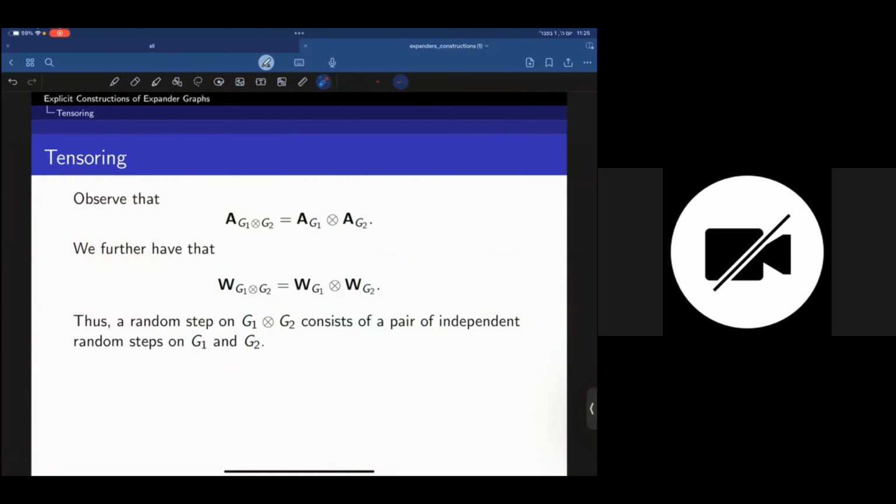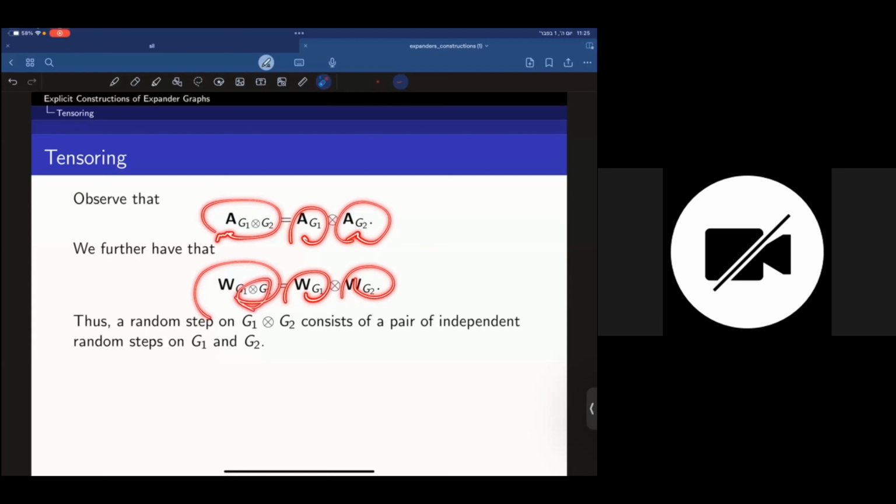So here's some observations, which is why we define it like that. The adjacency matrix of the tensor graph is the tensor of the adjacency matrices, because you connect the neighbors. There is an I1, I2 neighbor here if and only if there is an I1 here and an I2 here. So that corresponds to the ones in the adjacency matrix. And because of normalization, this holds, because this is 1 over d1, this is 1 over d2, and this is 1 over d1 d2, because that's the degree of this number.